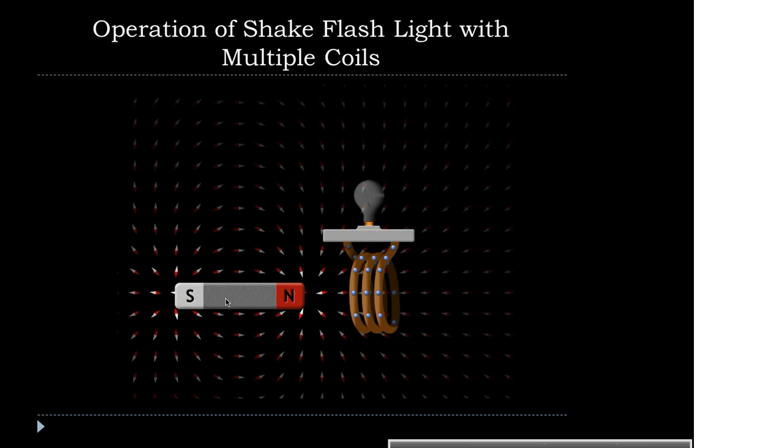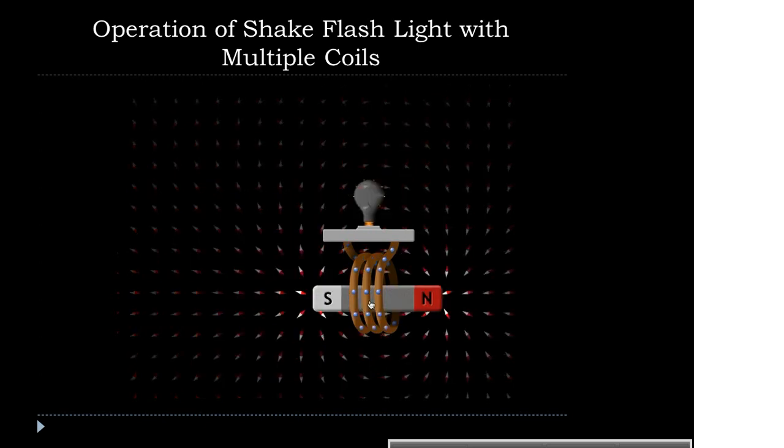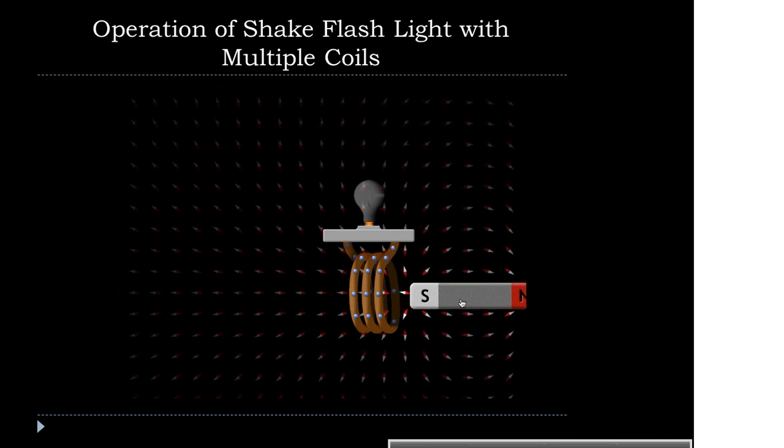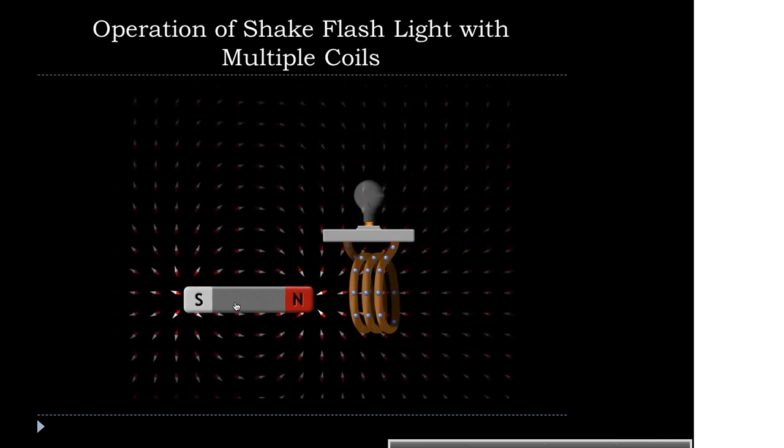An experiment was performed using a Java-based Faraday's electromagnetic simulator. It can be seen that as soon as the magnet leaves and enters the coil, there is a spike in voltage indicated by the light intensity of the bulb.